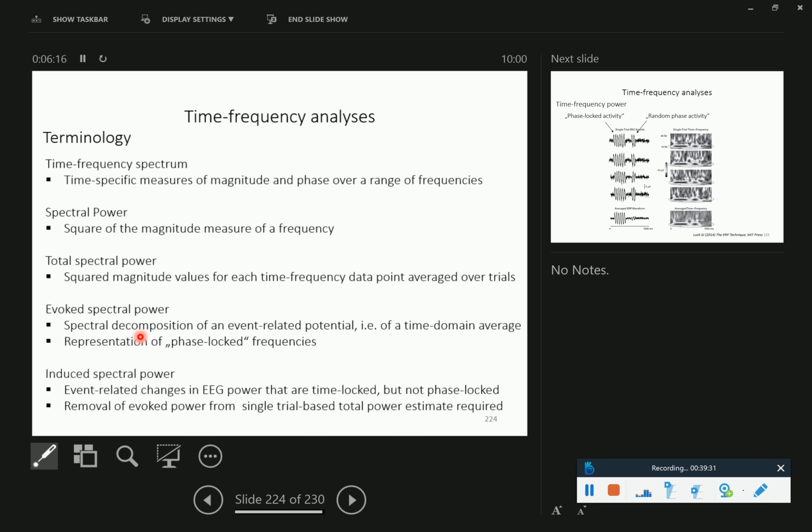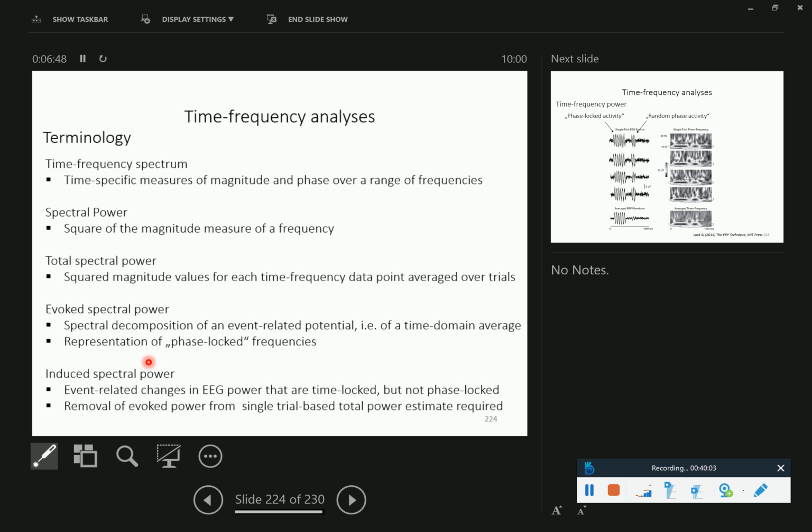Of course, in this case, because you computed the ERP, if you think about the logic of how this whole thing was introduced, if there are things that are non-phase locked, or that jitter over time, they cancel out. Then in the evoked spectral power you only have what is referred to as phase locked frequencies. Because you only see phase locked power, only things that were actually in line temporally over trials are still represented there.